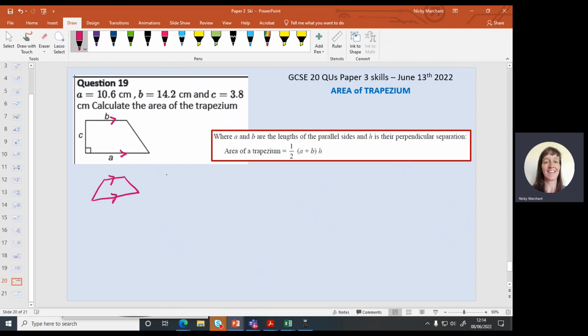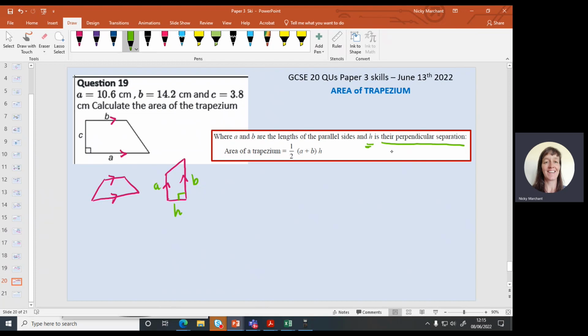And those two are the parallel sides. You might see it drawn up this way, with or without a right angle like that, and therefore those two are your parallels. In this case, if it's turned around, please remember you can turn your page around. This is your A, this is your B, and this is your height. The height has fallen down on the floor now, but if you turn it around, it's still a height. The height has to be at right angles. And here you'll see H, the perpendicular separation.